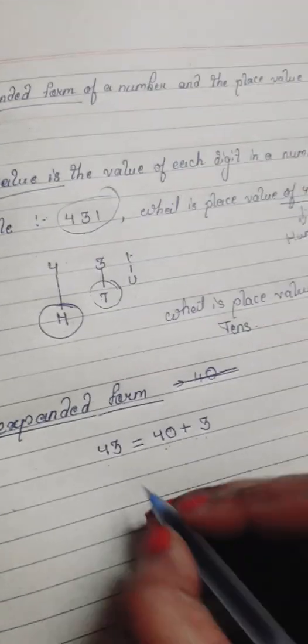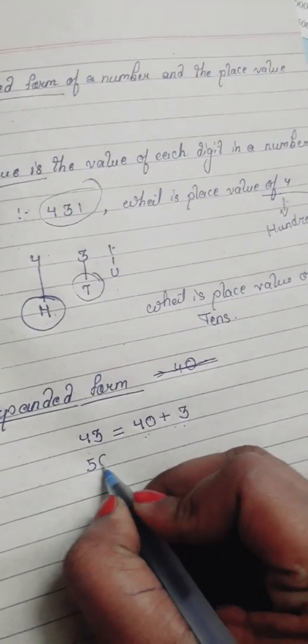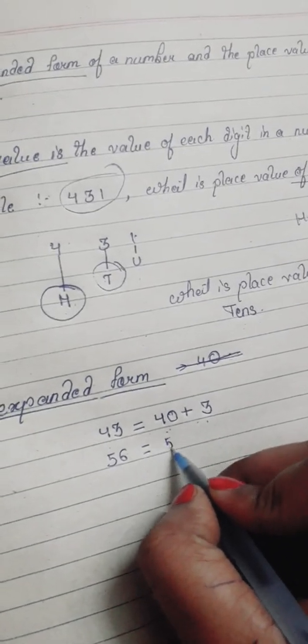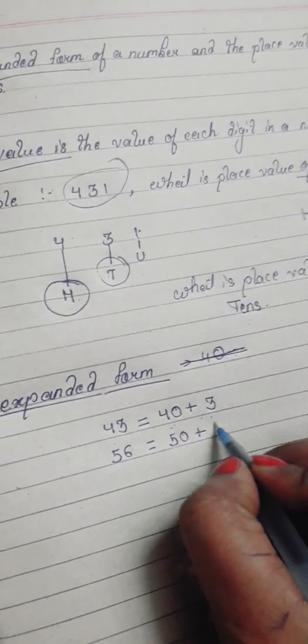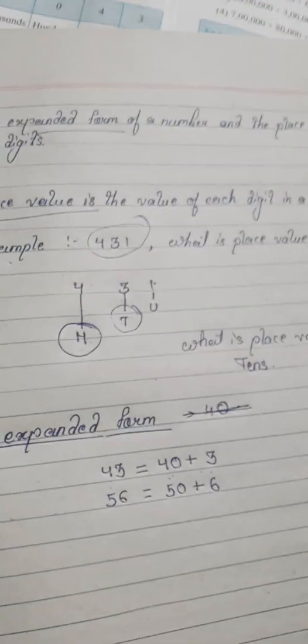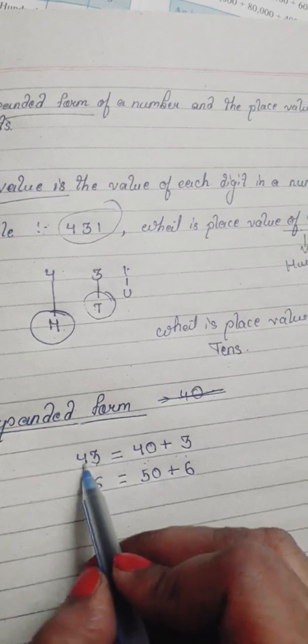If I talk about 56, we can write it as 50 plus 6. Here 3 is in unit place, 4 is in tens place.